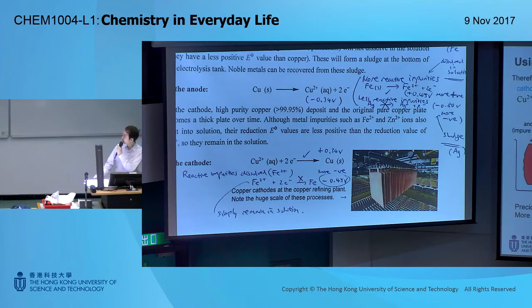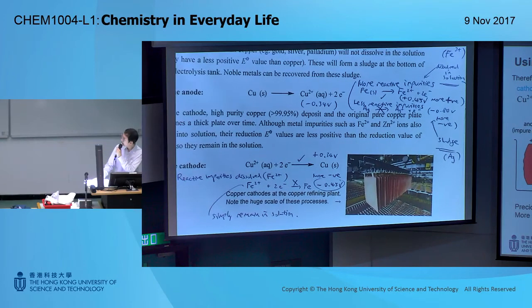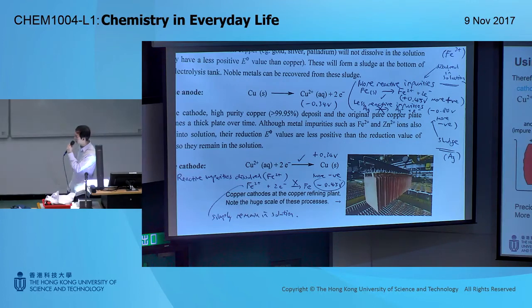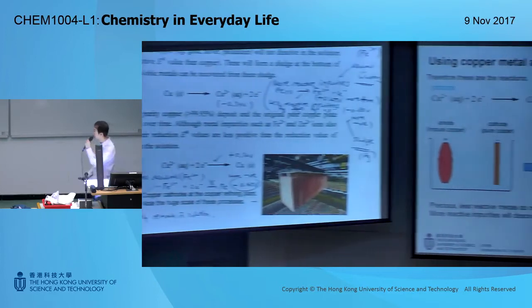So the more reactive ones will just remain in solution as dissolved ions, and the less reactive ones will fall down to the bottom. Only copper will be the one that will be electrolyzed. Very clever, isn't it? So this is a very clever way to refine copper. Okay, using electricity, we're going to get purer sheets of copper at the side of the electrode, and all of these can be explained by potential values.